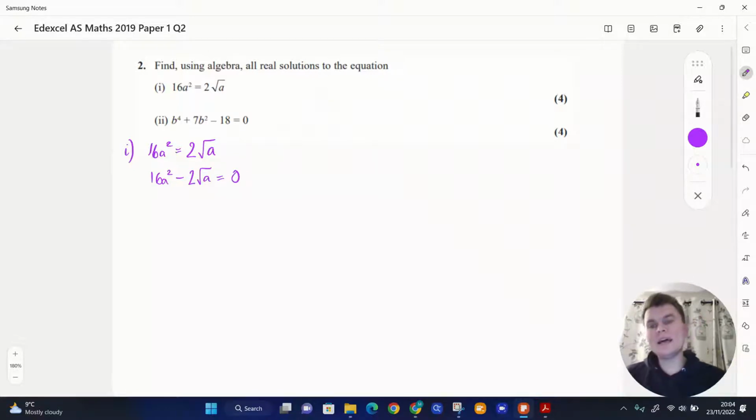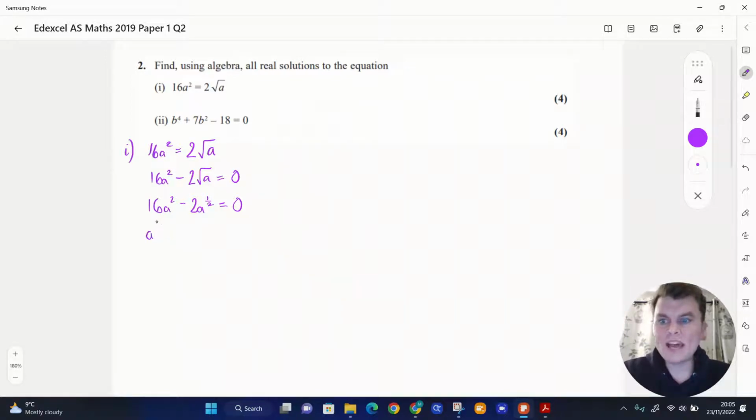Now, I don't like dealing with stuff with a root symbol, so I'm going to change it to a power of a. See if that makes it any easier to handle. So we get 16a squared minus 2a to the half equals 0. And again, whenever we've got something equaling 0, see if we can factorise. This question does say using algebra as well, so we can't just put this in our calculator.